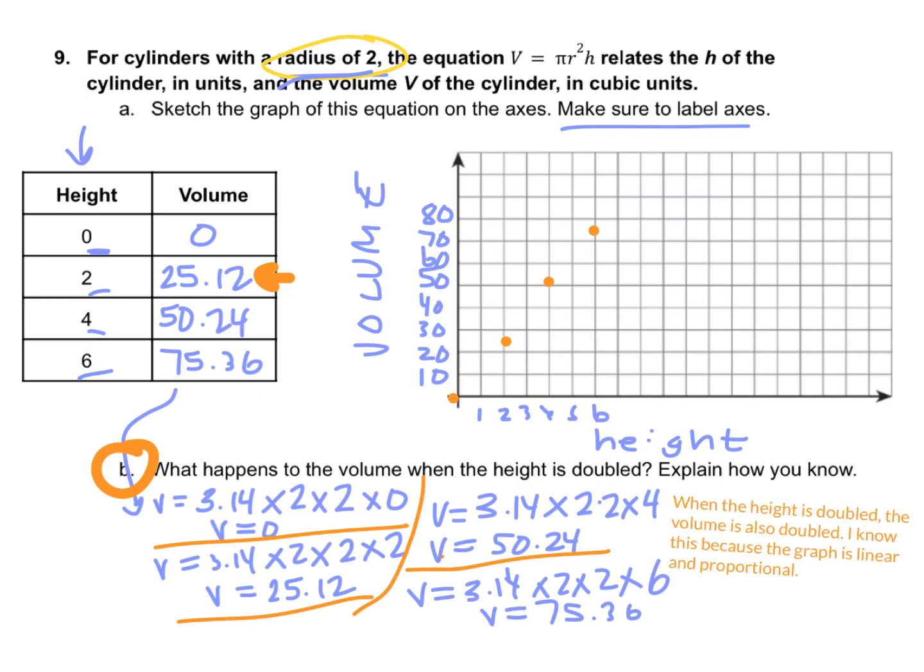Okay, so I fit that on the screen there. When the height is doubled, the volume is also doubled. I know this because the graph is linear and the graph is proportional. We can see on the graph that it is doubling.